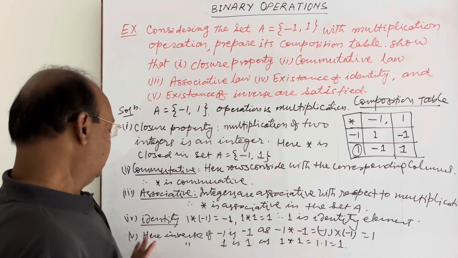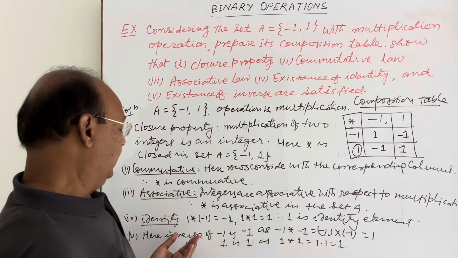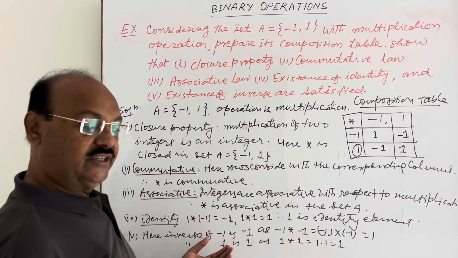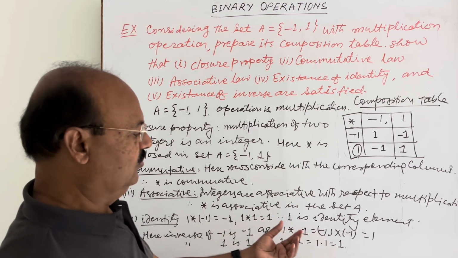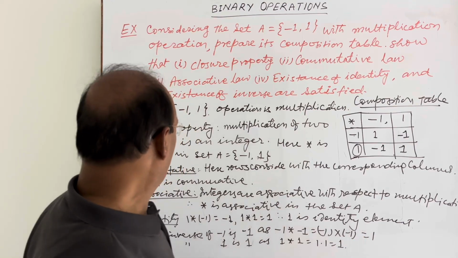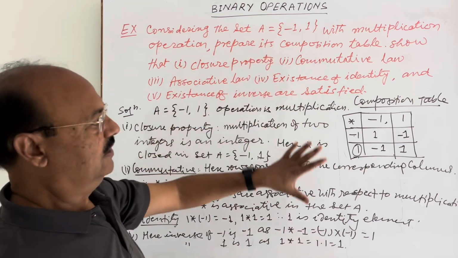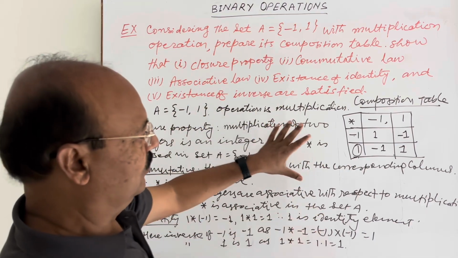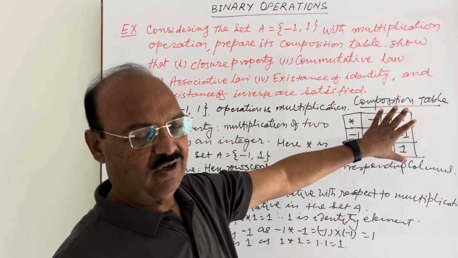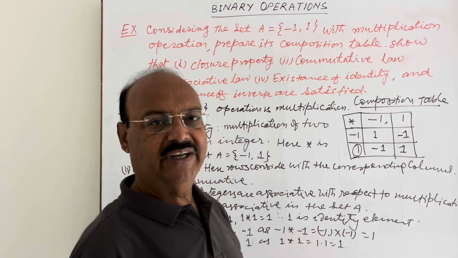So this is the condition of an inverse element, that when the inverse element is operated with any element, we get the identity element. So in this way we are showing that all these 5 properties exist here, and we have formed this composition table also. So a very interesting and important solution. Hope you have understood it.